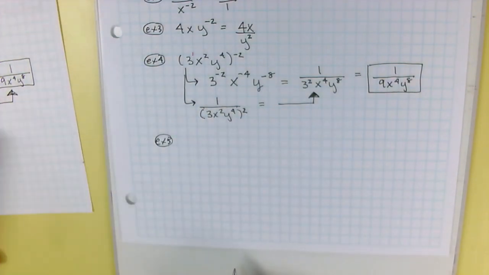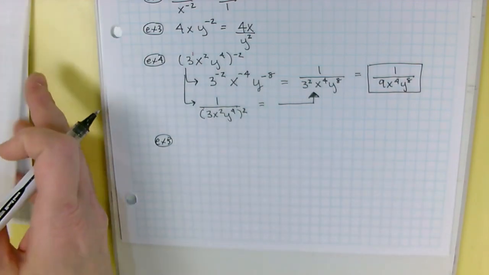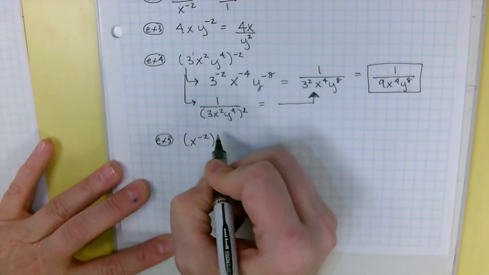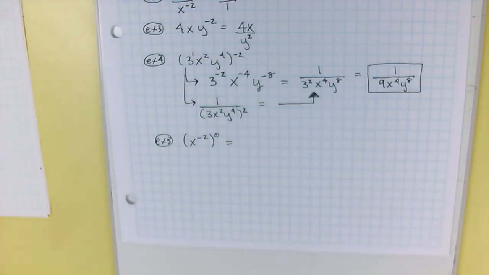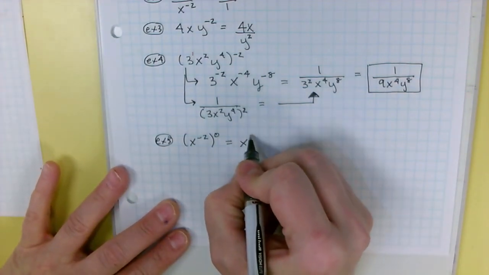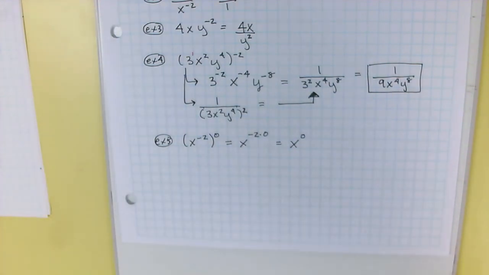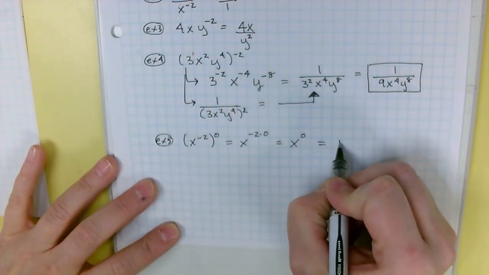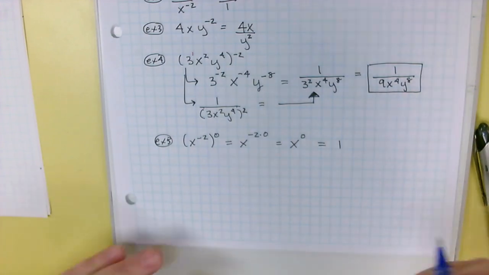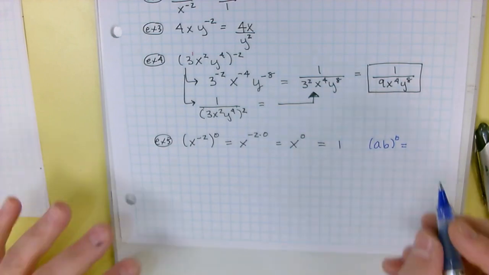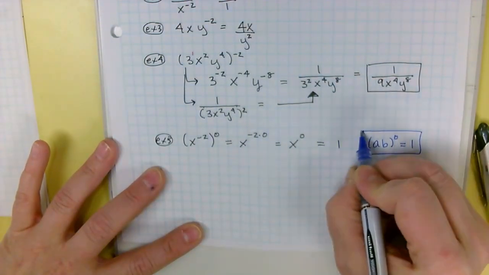Okay, example 5. We're going to branch out a little bit. X to the negative 2, all to the power of 0. Power to a power rule says you multiply. So you have negative 2 times 0, which is x to the 0. Now, we've already talked about a power of 0. Anything to the power of 0 is 1. So you could have like AB to the power of 0, and since the whole thing's to the power of 0, it would still equal just a 1.